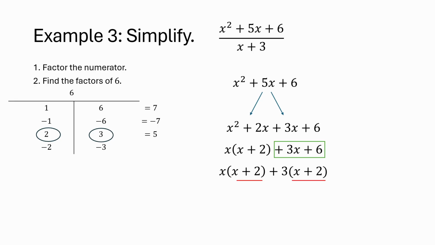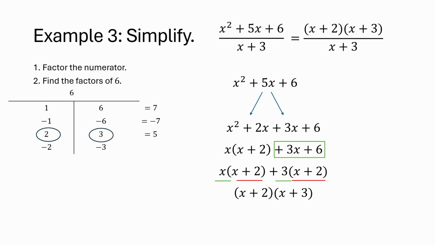And then the other factor is going to be the two terms that are in front of the parentheses, the x and plus 3. So the numerator factors to be x plus 2 and x plus 3. So I'm going to replace the numerator with those factors. And then notice that I have an x plus 3 on the numerator and on the denominator, so those cancel out, and I'm just left with x plus 2. And so that's going to be my answer for example 3.